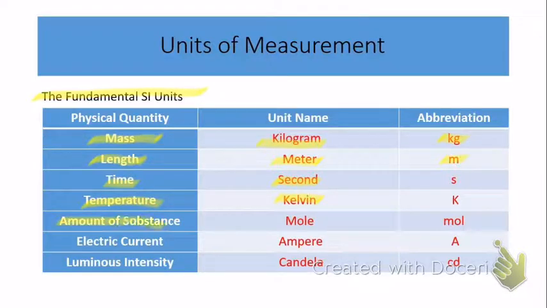The amount of substance is the mole, and we'll spend a lot of time on that later on in the year. Electric current is the amp, and luminous intensity is the candela. We don't use luminous intensity much in chemistry. You will in physics, but we won't really touch on it. Really, in chemistry, the important ones are going to be the first few here. Mass we'll use a lot.